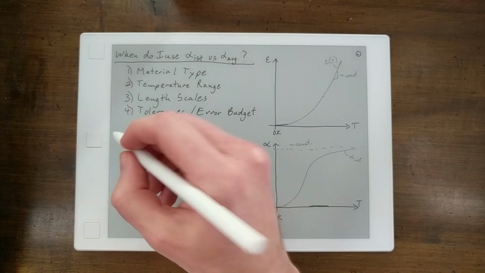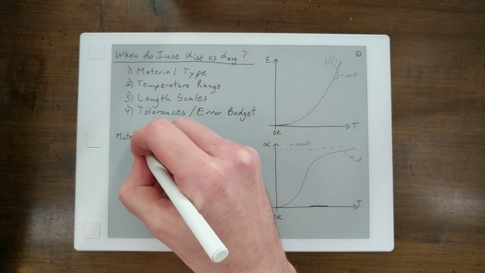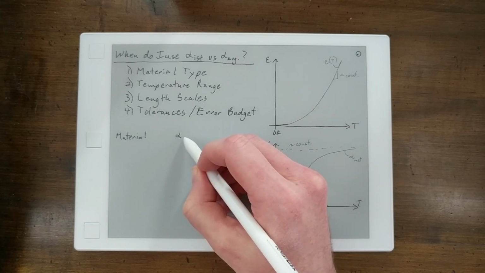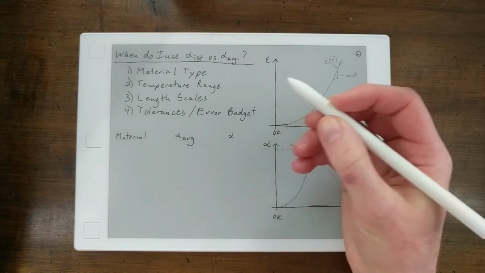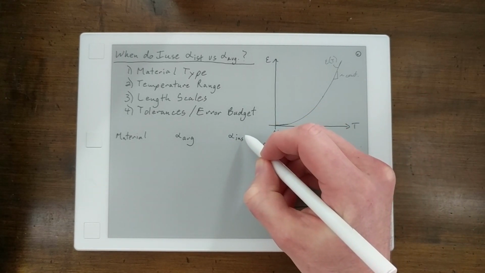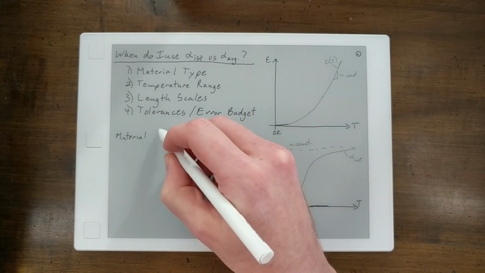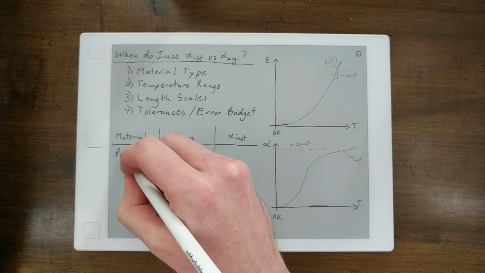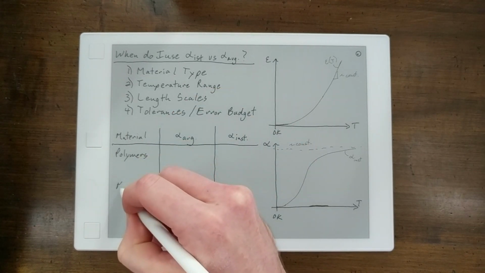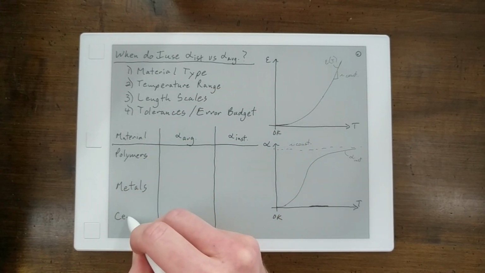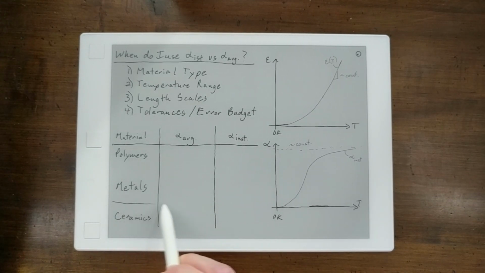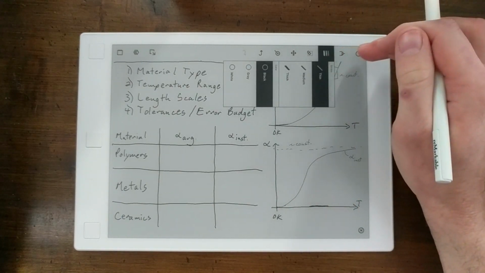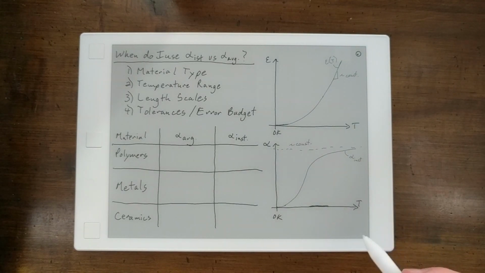And so I like to think of this in a table format. So if you look at the material and then you look at the important things for using the average CTE or the instantaneous CTE, you're going to parse it into polymers, metals, and ceramics. Now these are very, very broad categories. You're going to find materials that will break these rules, but these are just simple rules of thumb.